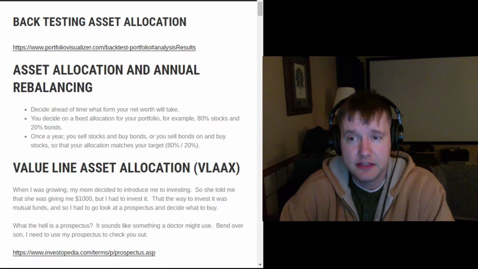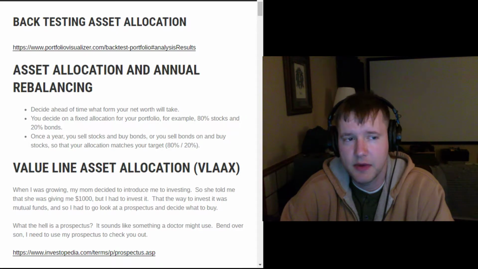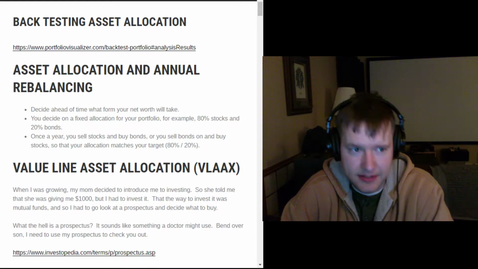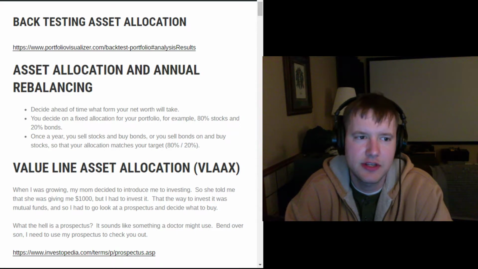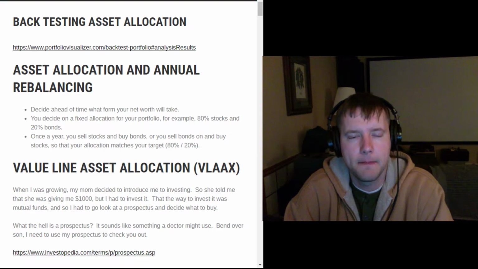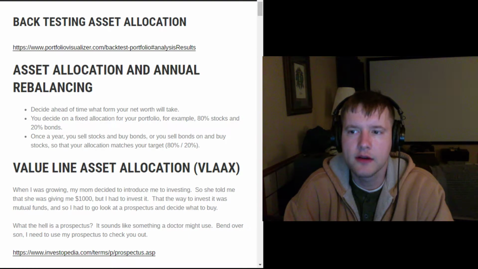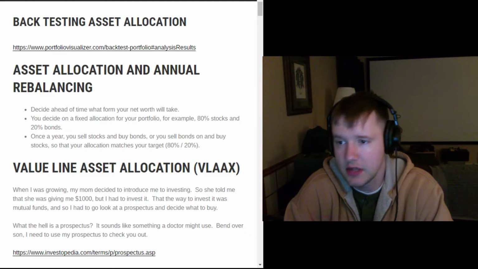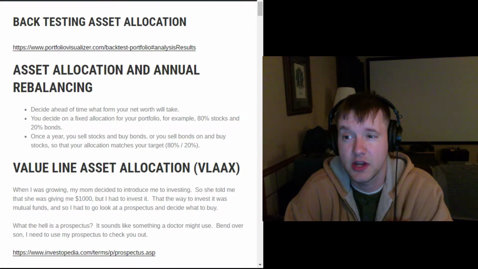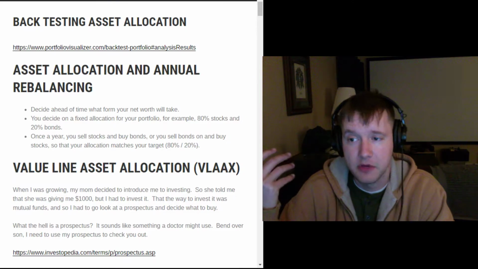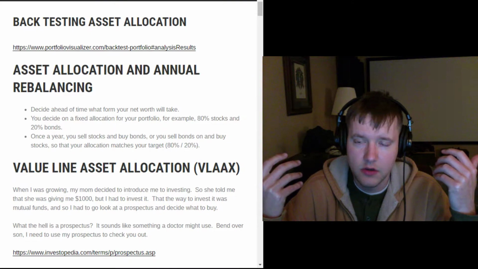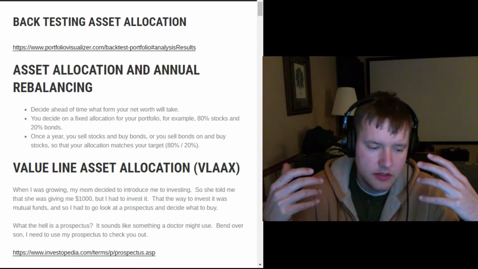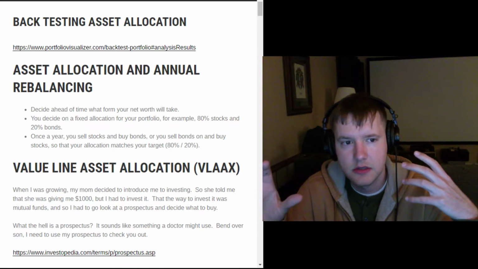Let's talk about some basics first. Let's just talk about basically what is asset allocation and what is annual rebalancing. Well, asset allocation is a simple concept. It just means, what do you want your net worth to be? Do you want it to be real estate? Do you want to own a bunch of real estate? Do you want to own a bunch of companies? Do you want to own half real estate and half companies? Do you want to own half real estate and 30% companies and 20% bonds?